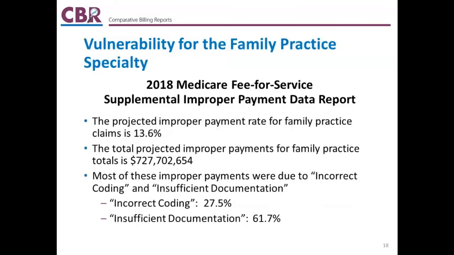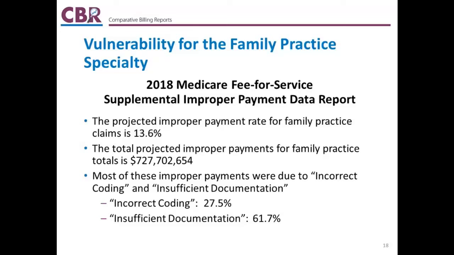Let's look at the vulnerability specifically for the family practice specialty. The same report also shows us specific data to closely look at the family practice encounters. The overall improper payment rate for family practice encounters is over 13%, which represents a total improper payment of over $727 million. So obviously that's a very large number, especially when you think about this as only one specialty, family practice. So that's the portion of that over $1 billion that these codes represent.